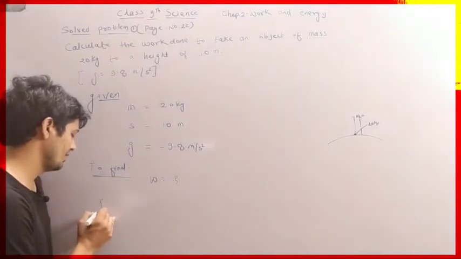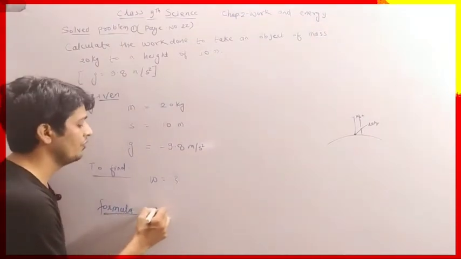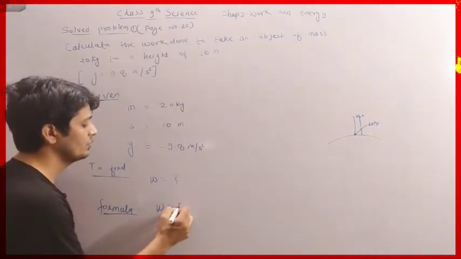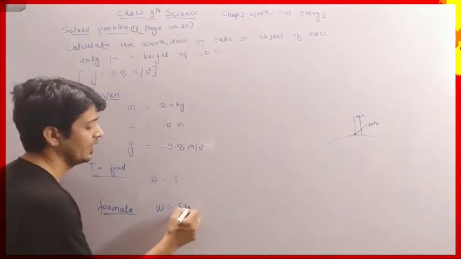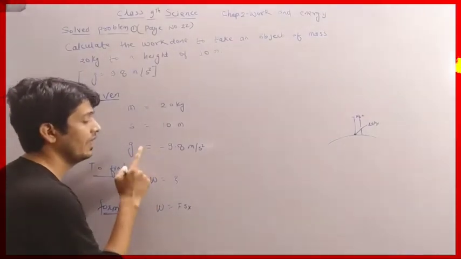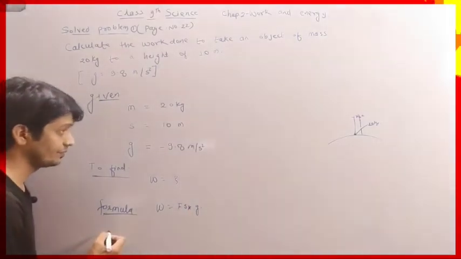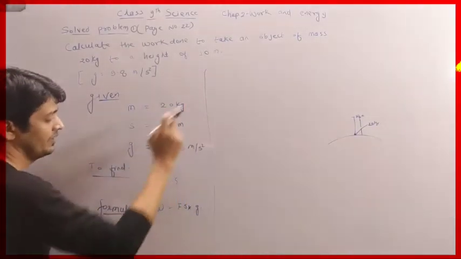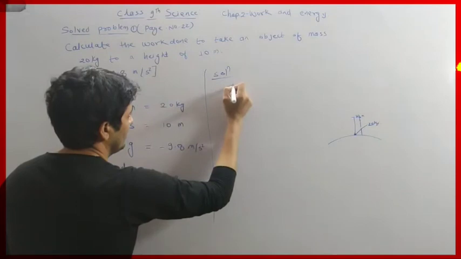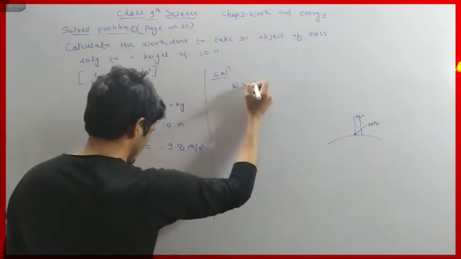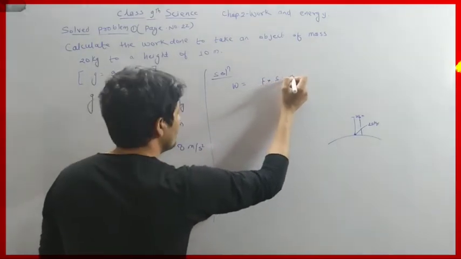Then formula. Which formula are we going to use? We will use W equals F into S. It is force into displacement, and g we have to use again. Okay, so F into S into g. Then solution. So we are solving our question over here. Solution. What is the formula? It is W equals F into S into g.